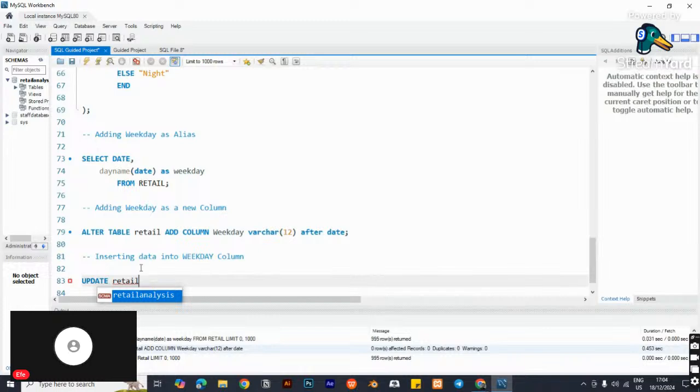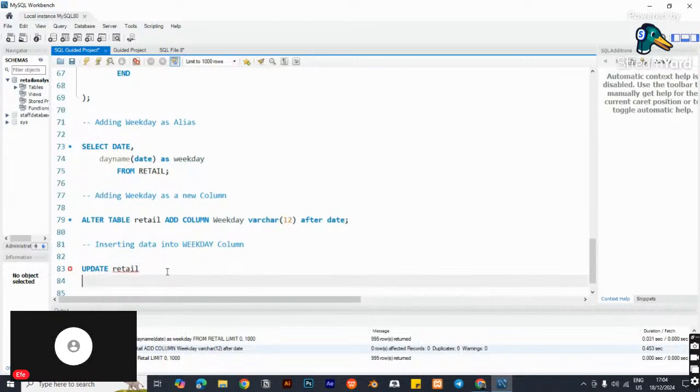That's the name of the table. So we use it in conjunction with the set keyword. Remember, when we are updating our table, set is a keyword to update a data set, right? So we say set weekday equals, so we reference this equals day name.